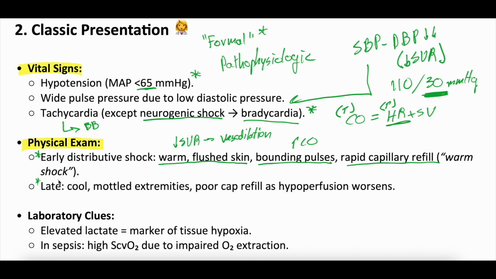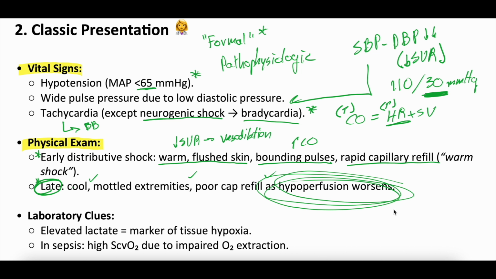Now, in the late phase of distributive shock, things start to change. And this is because you can't often mobilize that high cardiac output for a prolonged period of time, or we should say indefinitely. And after a while, you can't adequately perfuse your organs. That vasodilation doesn't allow for it. And then you might actually be cool. You might have mottled extremities, poor cap refill. And that's all related to that worsening hypoperfusion that'll happen later on. Okay, so there's some kind of early and late distribution of symptoms here.